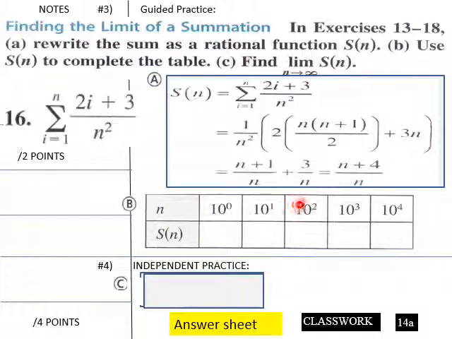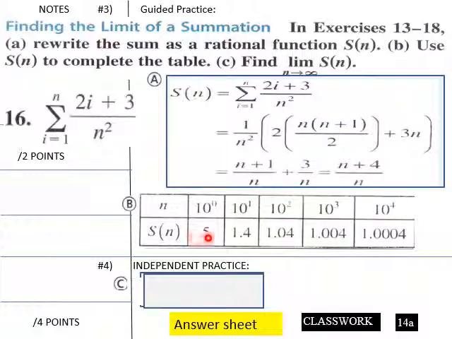And then for your table down here, this would be your fill-in for S of n: 10 to the 0, 10 to the first, 10 to the second, 10 to the third, 10 to the fourth. And that would be your evaluation there. Then down here, students, I want you to do that one.